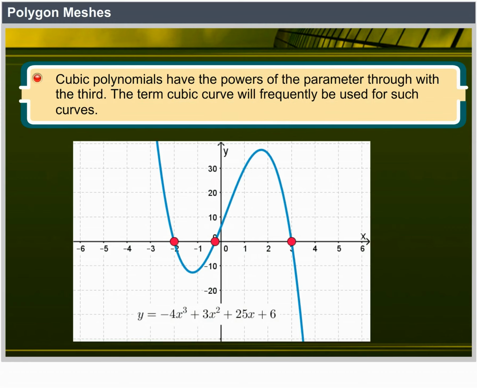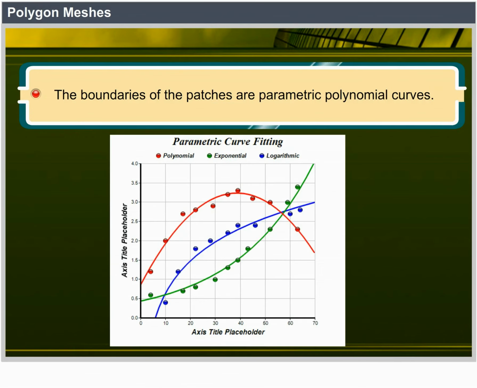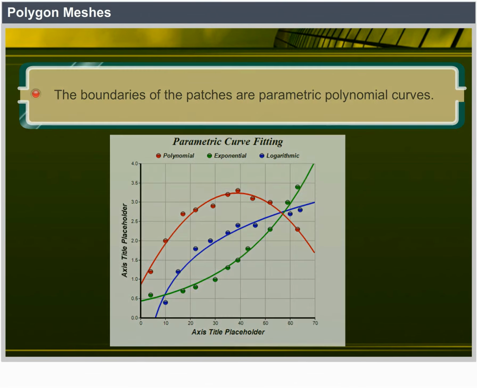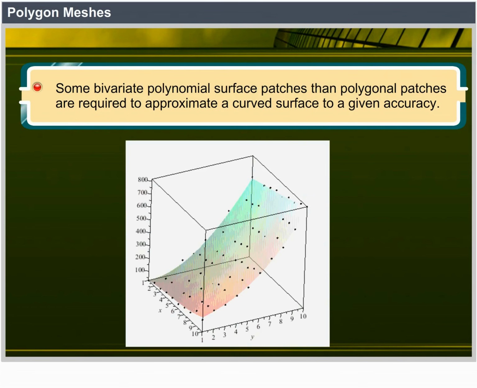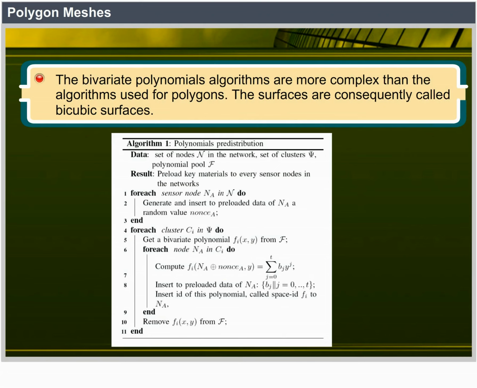Parametric bivariate, two-variable, polynomial surface patches define the coordinates of points on a curved surface by using three bivariate polynomials, one for each of x, y, and z. The boundaries of the patches are parametric polynomial curves. Many fewer bivariate polynomial surface patches than polygonal patches are needed to approximate a curved surface to a given accuracy. The algorithms for working with bivariate polynomials are more complex than are those for polygons. The surfaces are accordingly called bicubic surfaces.